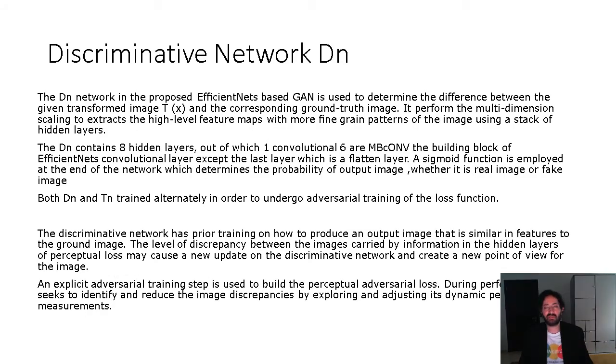And the discriminator network, the second network, contains 8 hidden layers, out of which one is convolutional and 6 are MBConv, the building blocks of EfficientNet's convolutional layers, except the last layer, which is a flattened layer. A sigmoid function is employed at the end of the network, which determines the probability of an output image being a real image or a fake image. Both the discriminator and transformation network are trained alternately in order to undergo adversarial training of a loss function.